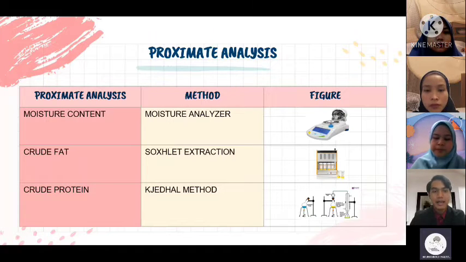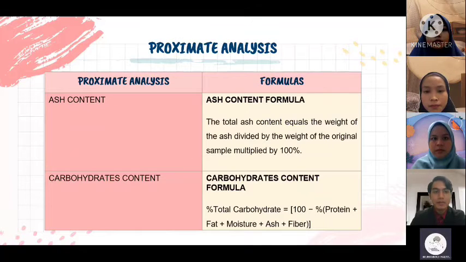Proximate analysis. Proximate analysis was conducted to determine the moisture content, crude fat, and crude protein. The method used to determine the moisture content is the moisture analyzer. The method to determine the crude fat is hot Soxhlet extraction. The method to determine the crude protein is the Kjeldahl method. Next. Proximate analysis to determine the ash content and carbohydrate were determined by using their own formulas. As you can see, the ash content formula and the carbohydrate content formula.